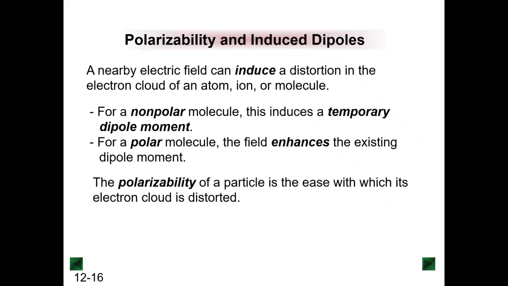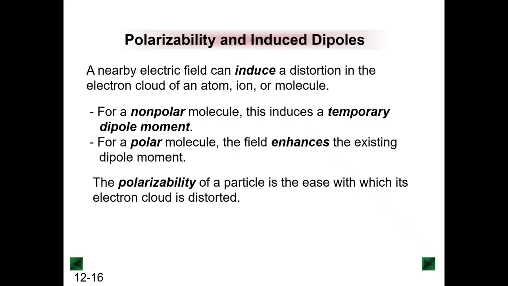Next, let's look at polarizability and induced dipole. We discussed this earlier. So if I have a molecule that is not polar, and I bring an electric field near to it, so I put charges nearby it, it can induce a distortion in the electron cloud of an atom, ion, or molecule. So if we have a nonpolar molecule, this creates what we call a temporary dipole moment. That's that instantaneous dipole that appears, but then can disappear. And as the molecule moves, this dipole can fluctuate.